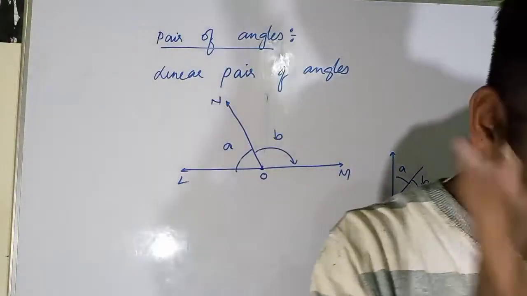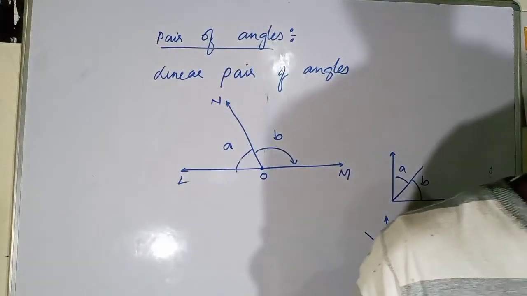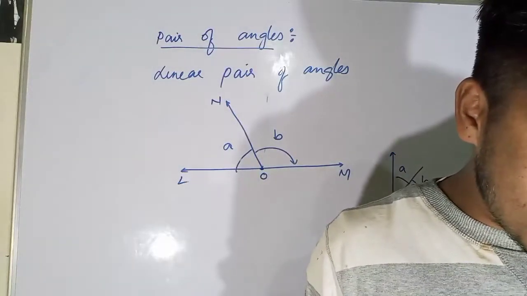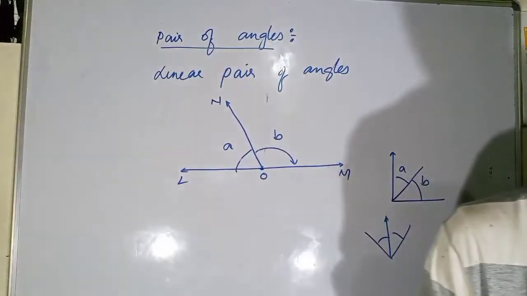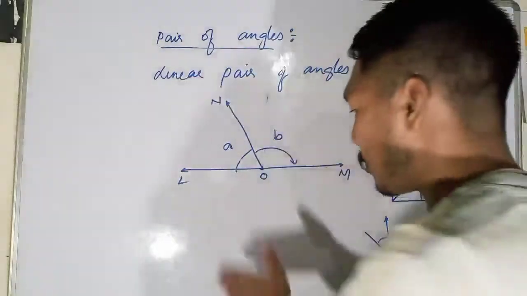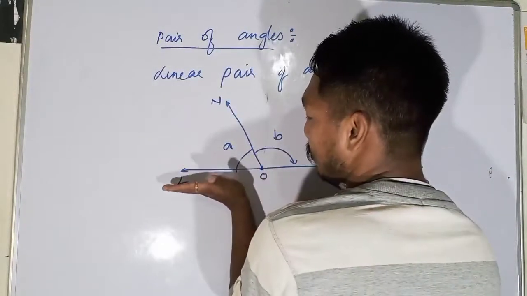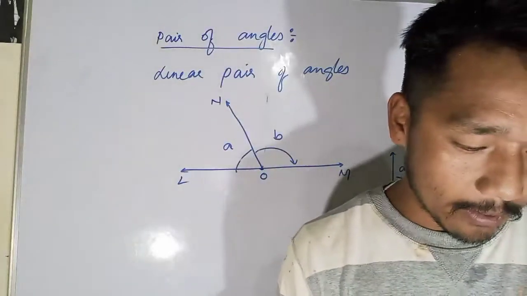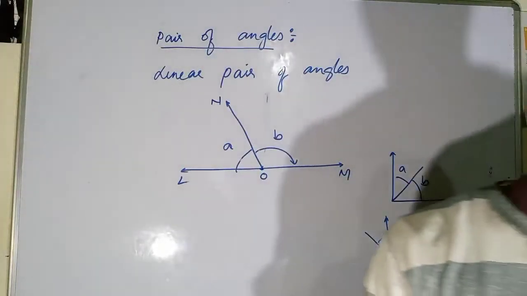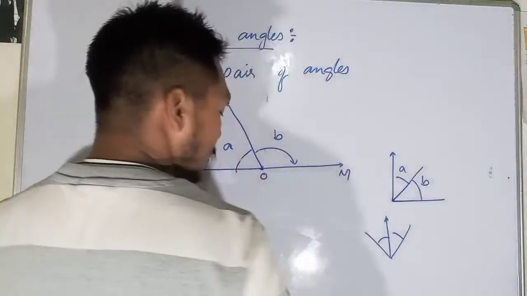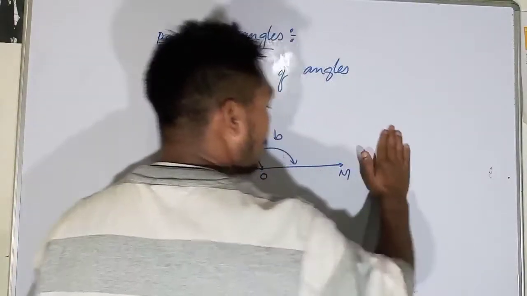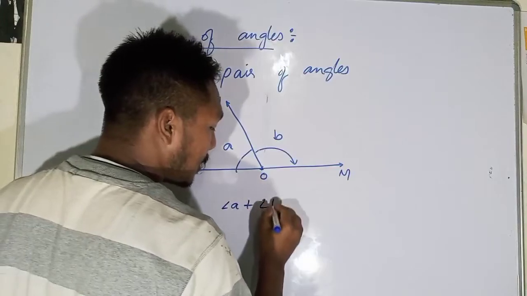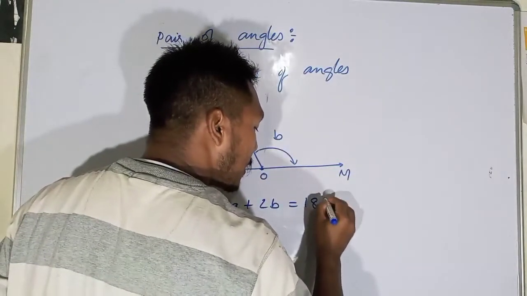Two adjacent angles are said to form a linear pair if their non-common arms are two opposite rays on a straight line. Such angles are called linear pairs of angles. One important point about linear pairs is that the sum of the two angles, angle A plus angle B, is always equal to 180 degrees.